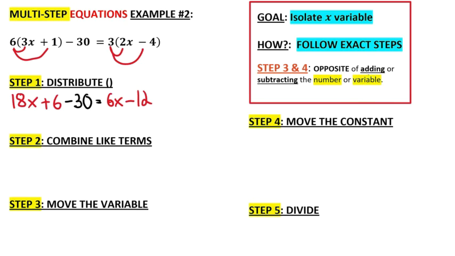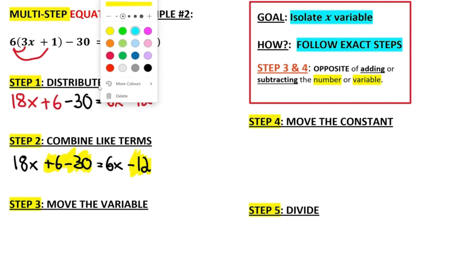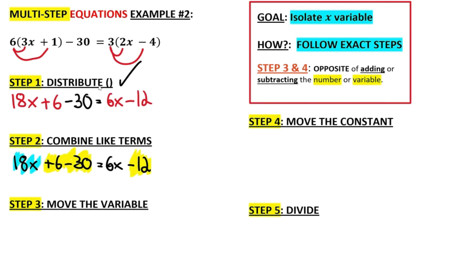From here, what we can do is move on to step number 2, combining the like terms. So let's write out what we have. We had 18x plus 6 minus 30 equal to 6x minus 12. Remember that when we combine the like terms, it's only things on one side of the equation. So we have plus 6 and minus 30 on one side, and negative 12 all on its own on the other. And it looks like 18x and 6x can't really be combined quite yet.